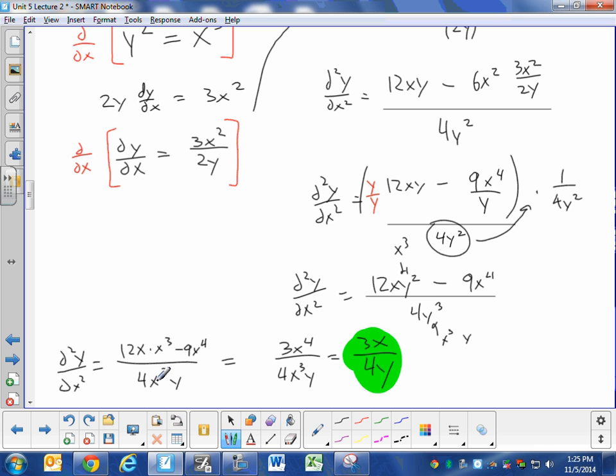The bottom became x cubed y. This became x to the 4th minus 9x to the 4th. So 12x to the 4th minus 9x to the 4th. That's 3x to the 4th over 4x cubed times y. You can cancel 3 of those x's, giving you just 3x over 4y.